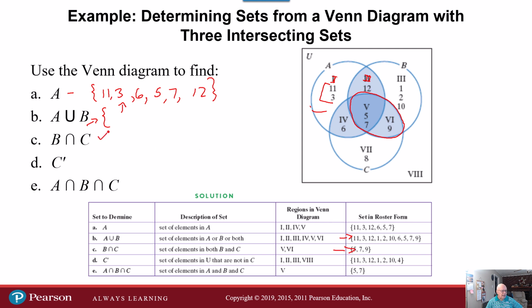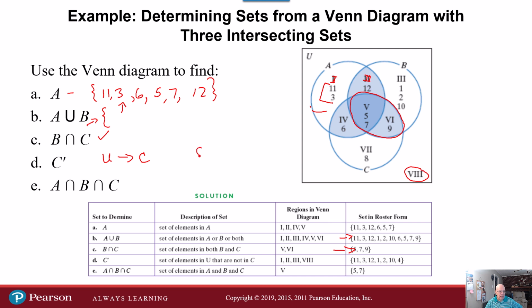So we've got that. Part D is C complement. So start with the universe and take out everything that's in C. So start with all these numbers, throw out what's in C. Or you can just collect all the regions that are not in C. Now, this region doesn't have anything, so we can forget about that.